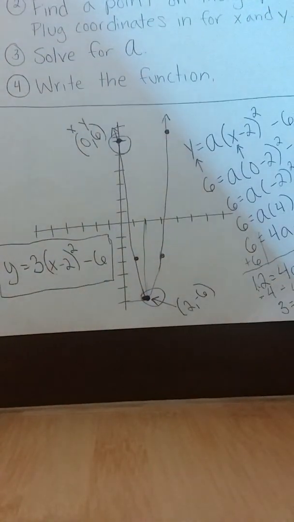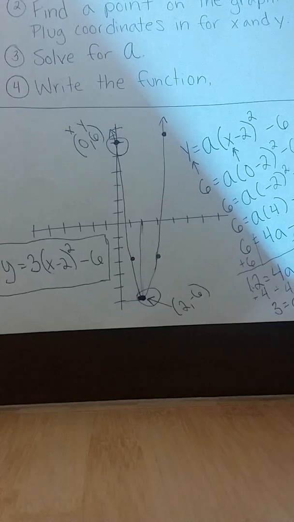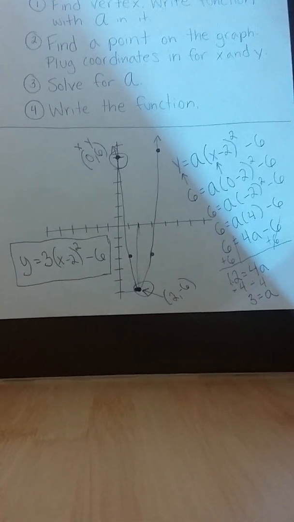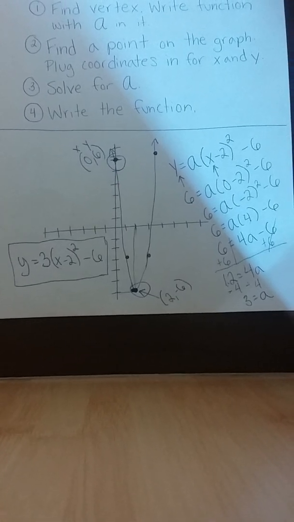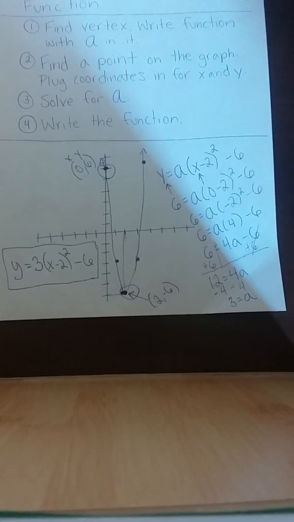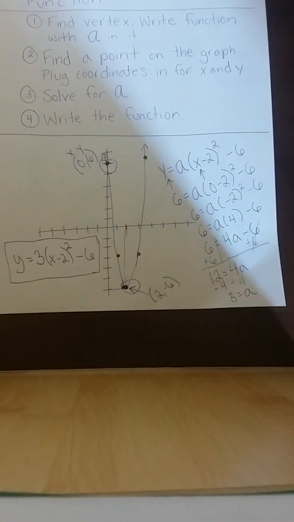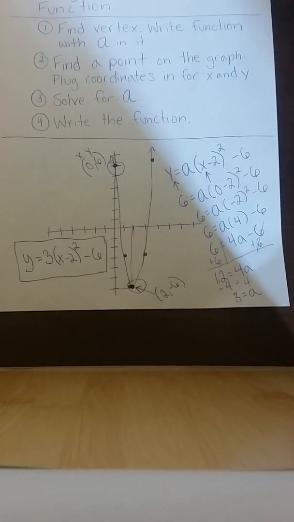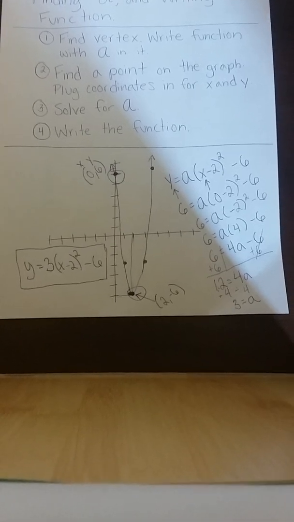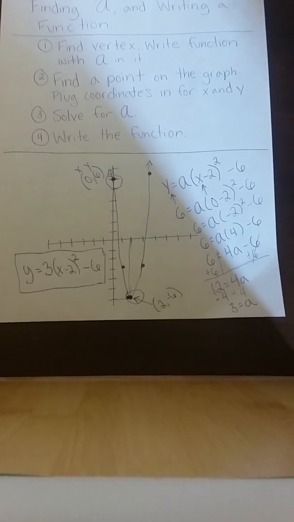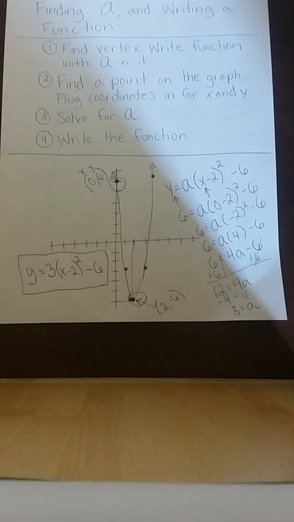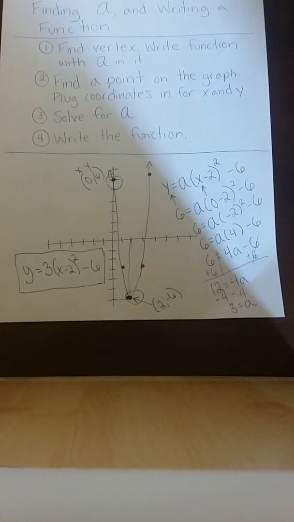So again, the steps I took to get that, I wrote my function using my vertex and the letter A. I found another point on my graph and I plugged that in for x and y. I simplified, then I solved for A and I found that A was 3. Then I went ahead and plugged in A and my vertex to get my final function. So then my final function is y equals 3 times the quantity x minus 2 squared minus 6. Notice that in your final answer, y and x are back to being variables.